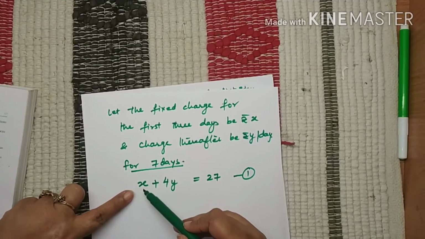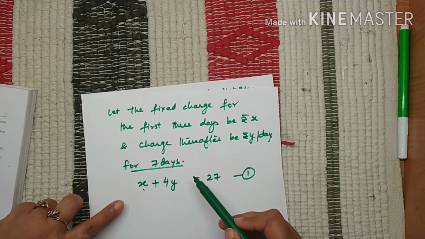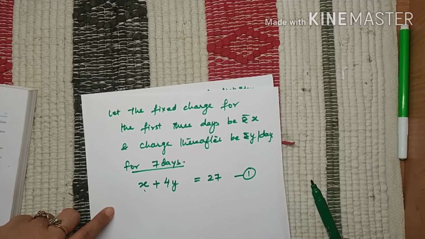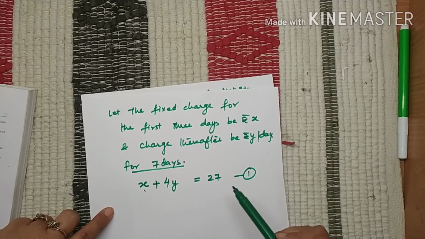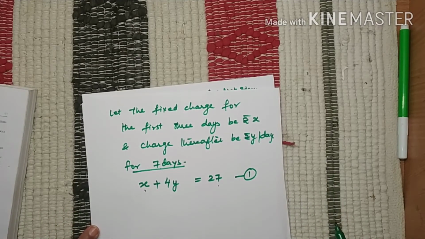Because for the first 3 days, X rupees. So how many days left? 4 days. So for the 4 days, she is paying Y rupees per day, so 4 into Y. For 4 days, she'll pay 4Y. And the total amount for 7 days she paid is rupees 27. So this is the first equation.